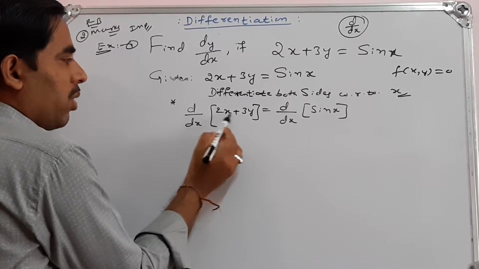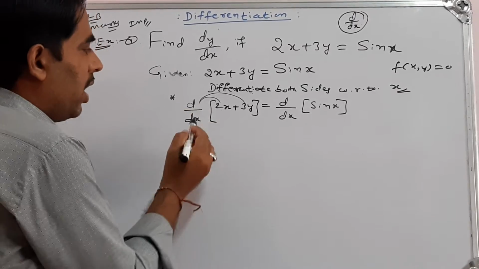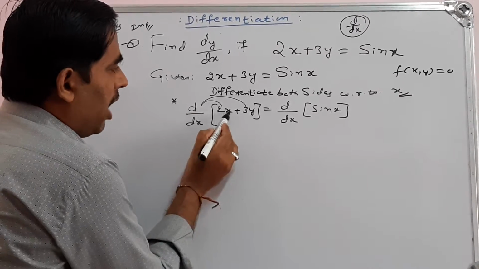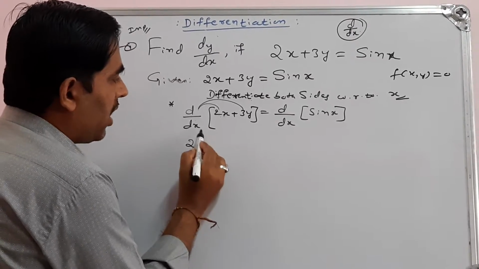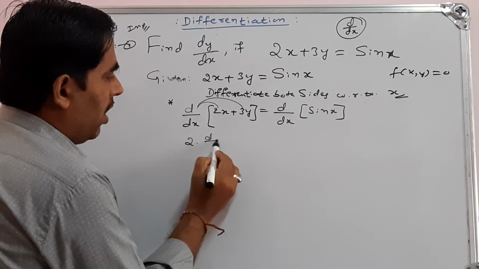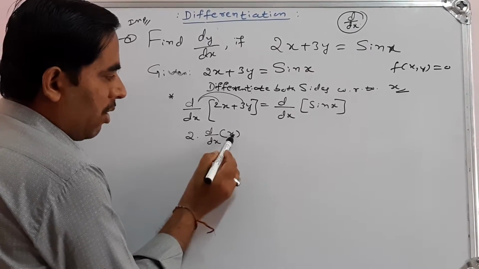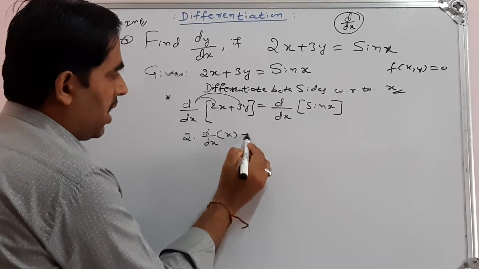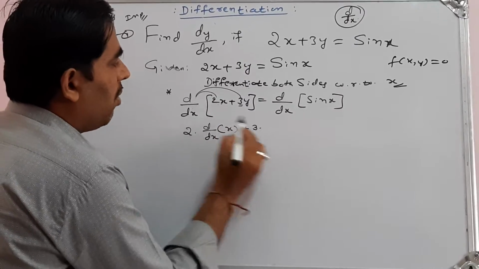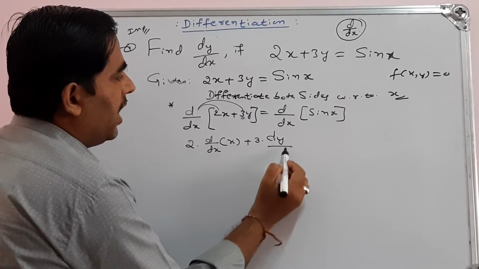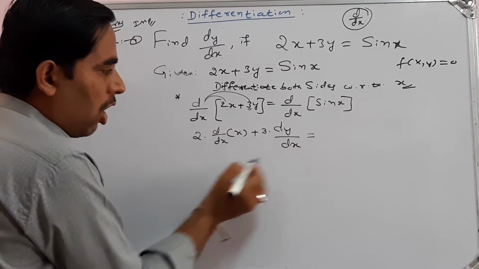Derivative of 2x and derivative of 3y. Observe carefully. For the derivative of 2x, take 2 outside the differential operator, then the derivative of x with respect to x. Then plus, 3 is there, so I can take 3 outside the differential operator. Then I get dy by dx. I have taken 3 outside. This is all about the left hand side.